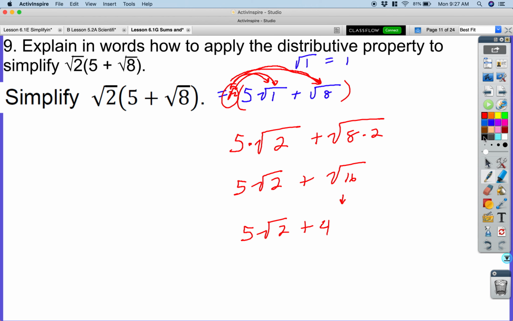Now, really importantly, guys, this is your final answer. There's nothing more for us to combine. I cannot combine the square root of 2 with the positive, or 5 square root 2 with positive 4. This does not equal 9 rad 2. That is wrong, because you can only add them if the square roots are the same.